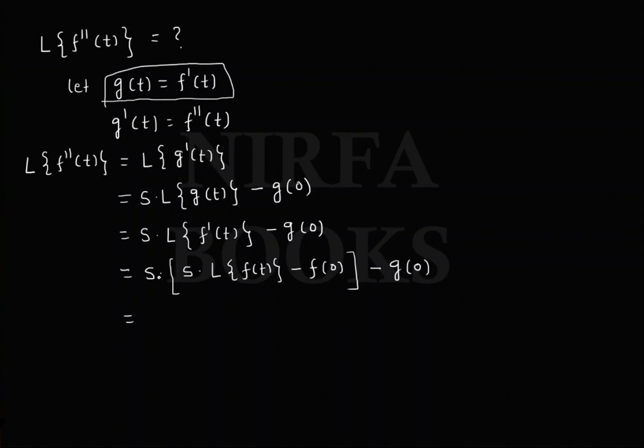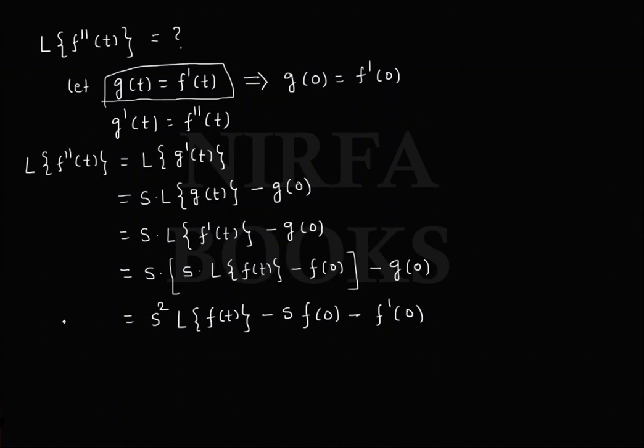Now after simplification, this s into s will become s square, Laplace transform of f of t, and now this s multiplied to this f of 0 also, so minus s f of 0 minus g of 0. So here g of t is equal to f dash t. Then tell me what is the value of g of 0. Put t equal to 0 in both sides. I will get g of 0 is equal to f dash 0. Therefore I am writing here f dash 0. So this is the answer of the Laplace transform of f double dash t.